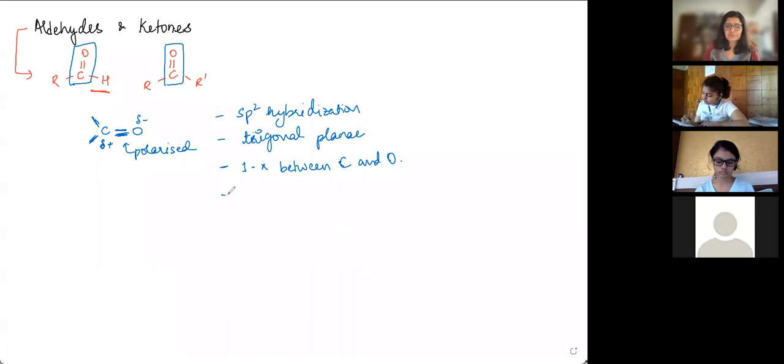The CO bond is polarized. Either you can write it here, or you can write it as a point here. So this polarization is quite important. This defines a lot of the properties. And within the compound itself, you have these plus I minus I effects that come up because of this polarization.